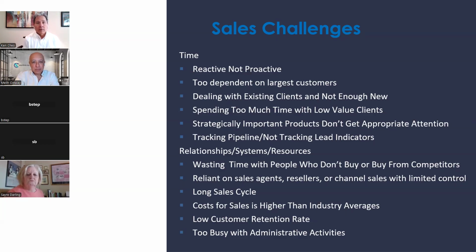And then a lot of times they're reliant on independent agents or resellers where they have limited control. So how are they using data that's readily available to them to set expectations in the territories they expect them to be working, so that they're making sure their activities are happening to help them penetrate the markets the way they expect? Okay, or their long sales cycles.